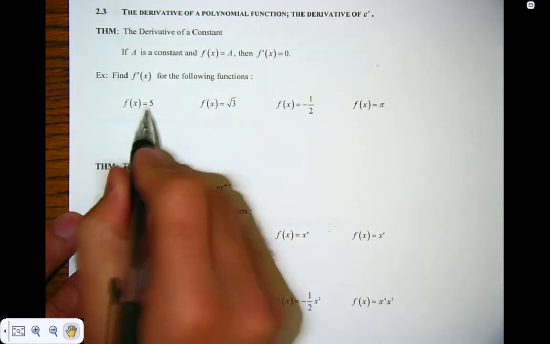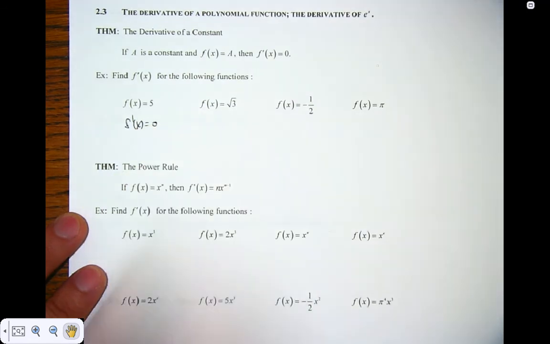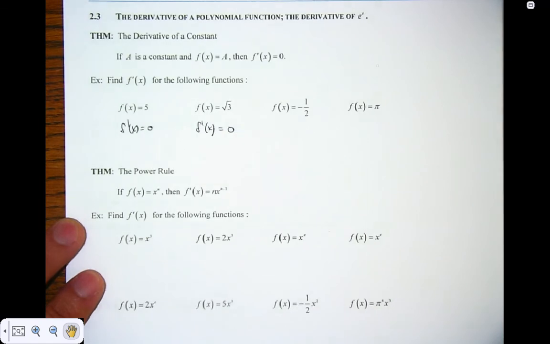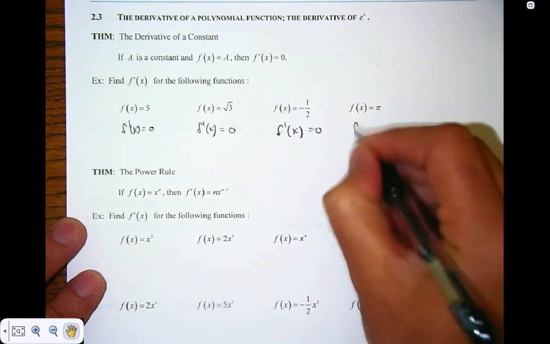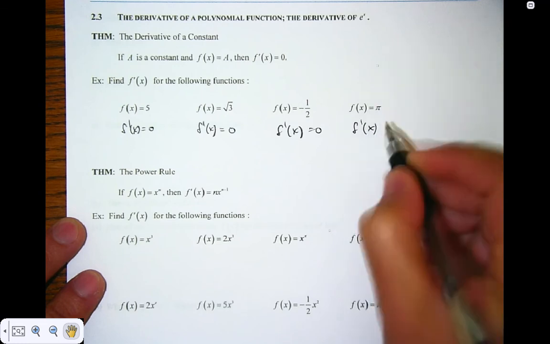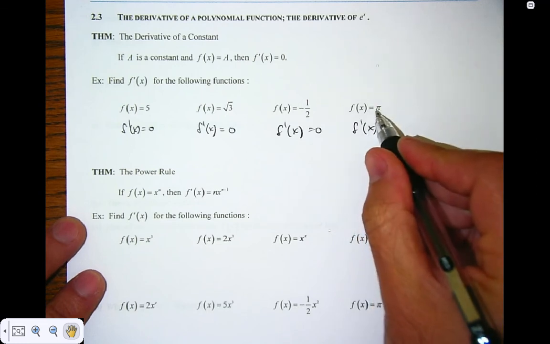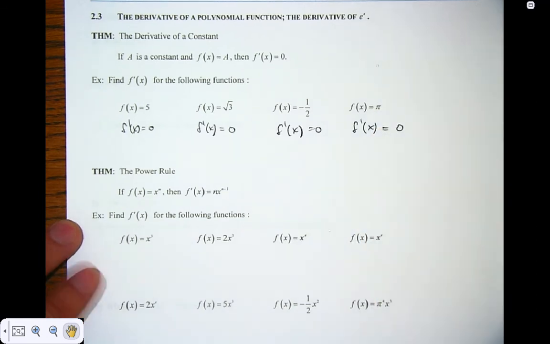And so if f of x equals 5, f prime of x is equal to 0. If it's root 3, f prime is 0. Right? F prime is 0. And don't forget that pi is definitely a number, right? It's an irrational number, but it's not a variable, right? Sing your ABCs, pi is not in there. Okay, the derivative of pi is 0.